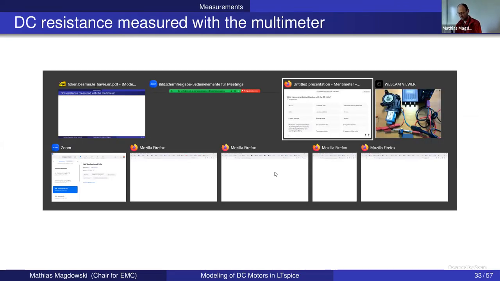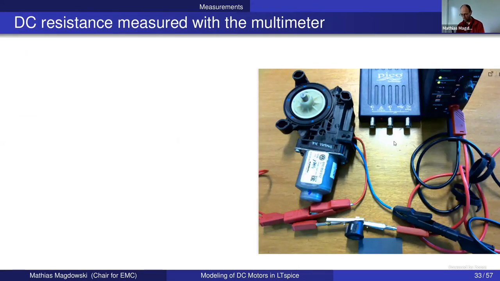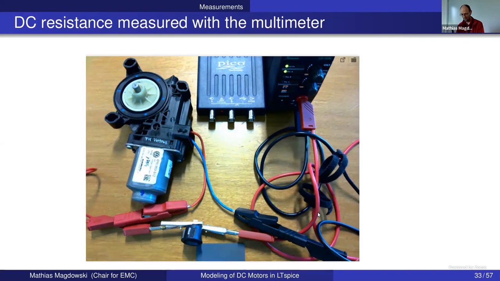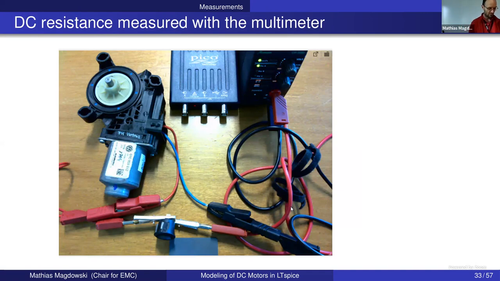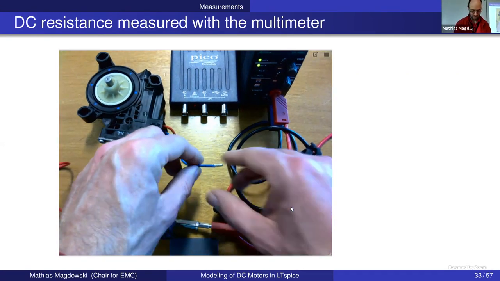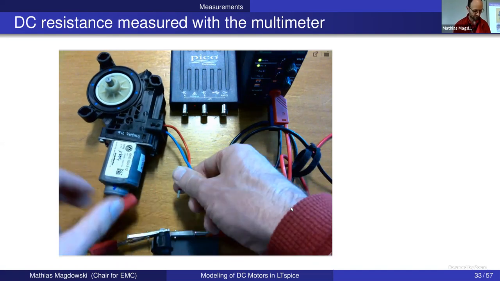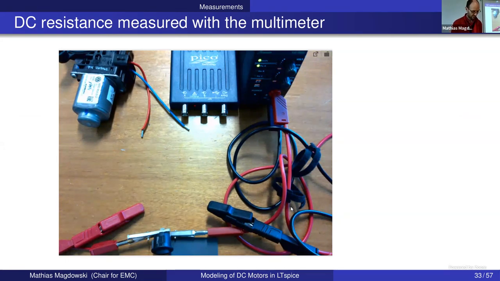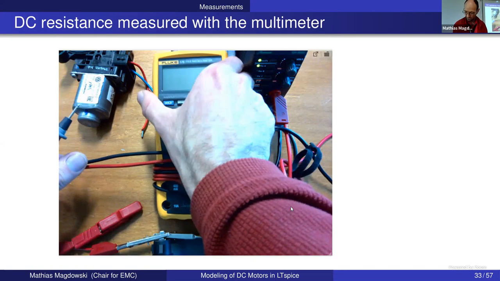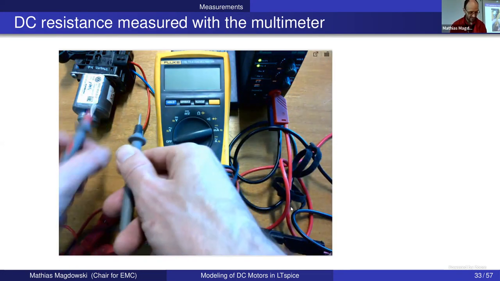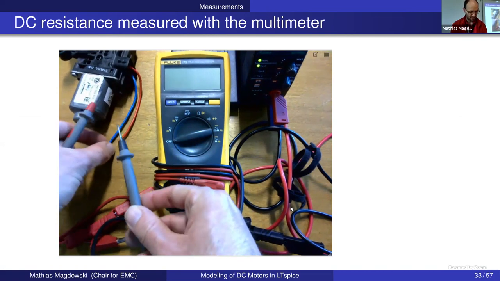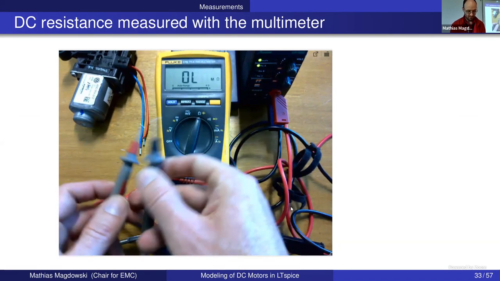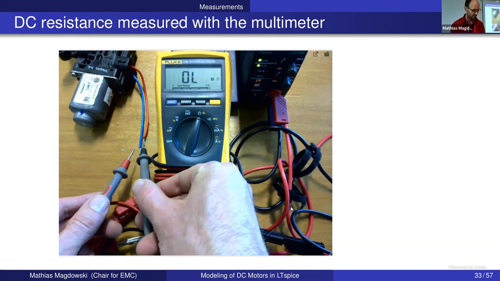So what we can do for sure is, I will disconnect the motor here from my power supply and take the multimeter, put it somewhere here. And then I have the problem, as you can see, that this multimeter has some measurement tips, and it's challenging to connect them to there.